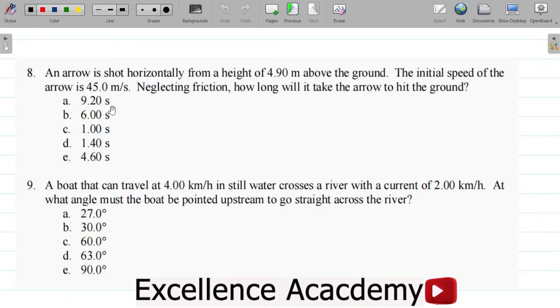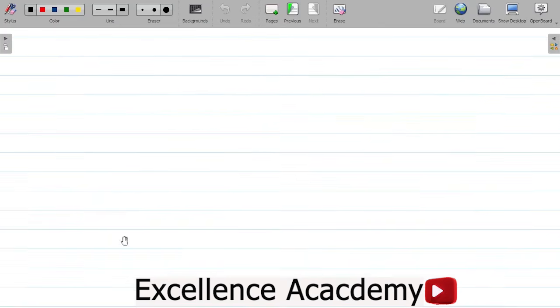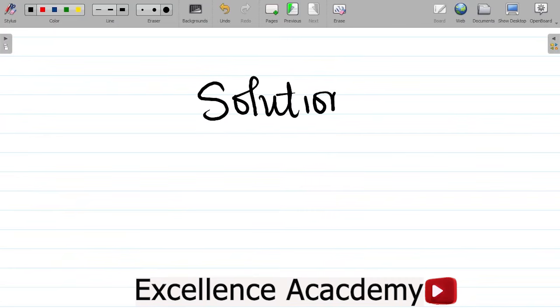A. 9.20 seconds, B. 6.1 seconds, C. 4.1 seconds, D. 4.60 seconds. So let's solve this question. First things first, let's take down the solution for question 8.